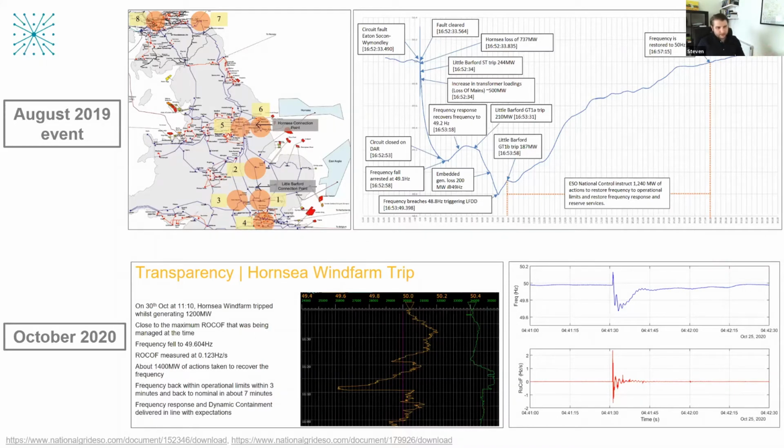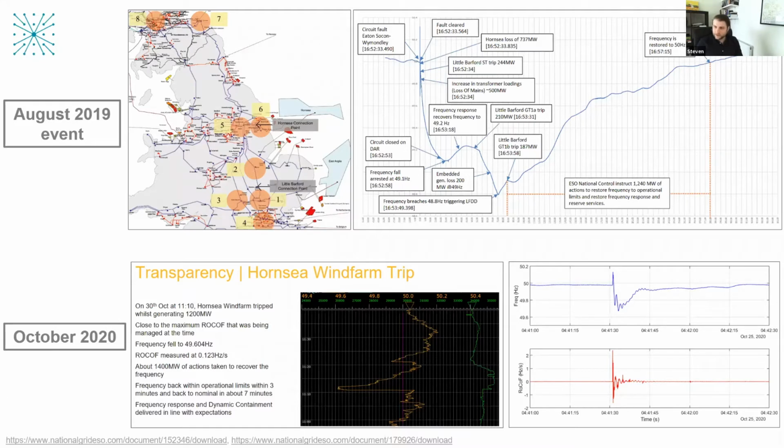And then at the bottom half of the slide here, Hornsey happened to trip again. I don't mean to pick on Hornsey here. It's just something that I picked out from some ESO slides from late last year. And actually there were a couple of trips, and also a trip of the Western Link, HVDC link that goes down the west coast from Scotland down to Deeside. So the point I'm trying to make here is that these events are complicated, and they're happening relatively regularly.